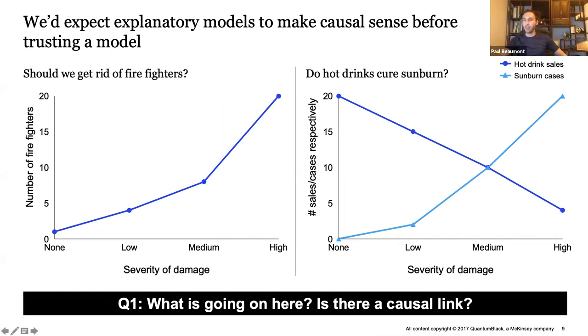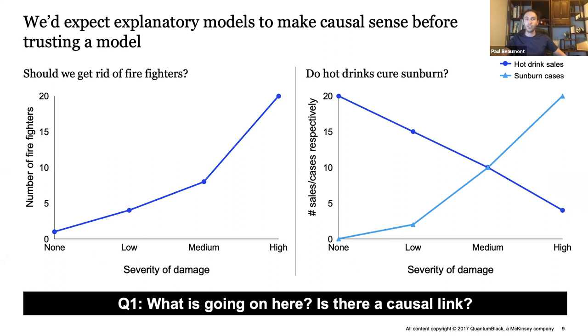Can anyone please tell me what is going on in these graphs here? Please feel free to use the chat box or unmute yourself and just say either way. On the left chart, we have a question, should we get rid of firefighters? We have the number of firefighters going up and the severity of damage from a fire going up. On the right-hand side, we have the number of sales of hot drinks and the amount of skin damage that you get from sunburn. What is going on here, guys?